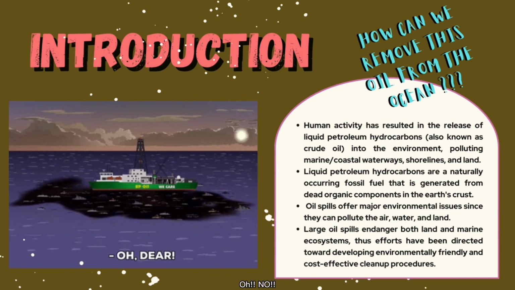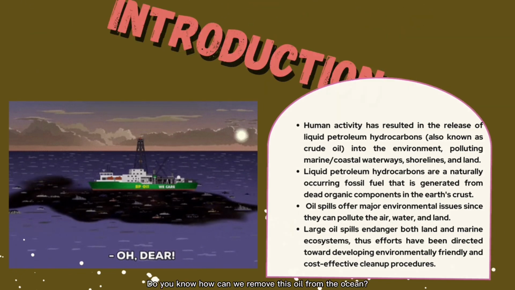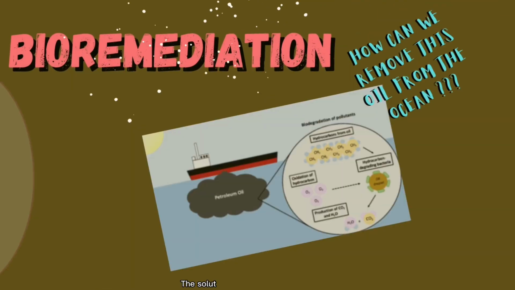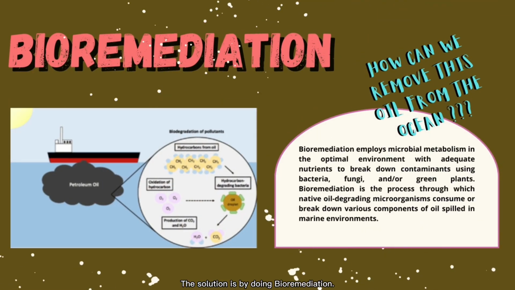Oh no! Look at these pictures. There's a lot of oil spills in the ocean. Do you know how we can remove this oil from the ocean? The solution is by doing bioremediation. One of the methods of cleaning up oil spills that has been explored is the use of oil-eating or oil-loving, which is oleophilic microbes, a process known as bioremediation.